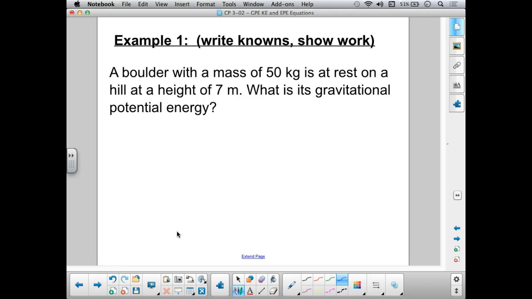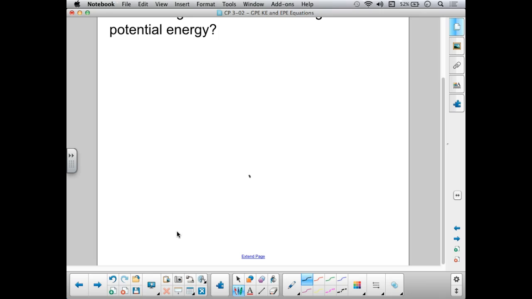So here I have a boulder with a mass of 50 kilograms, and it's at rest on a hill at a height of 7 meters. What is its gravitational potential energy? So let's start by drawing a diagram, which is always a good start to a physics problem. I'm going to write on the side here, "known." This is where I'm going to put all the things that I know about this scenario.